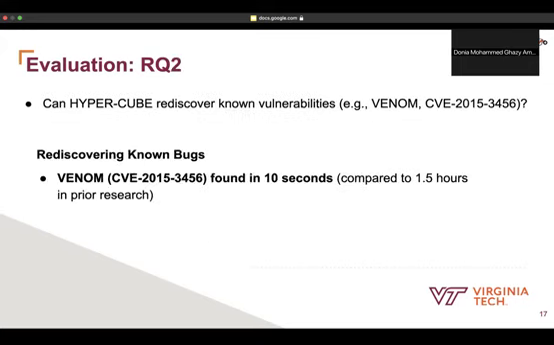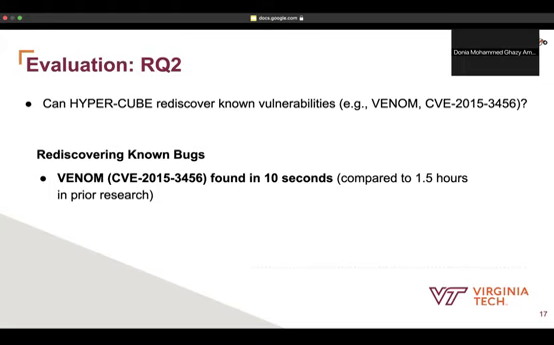The second question is: can Hypercube rediscover known vulnerabilities that already existed in previous research? And the answer is yes. They did an experiment and found that it was able to rediscover known bugs, including VENOM, a known vulnerability, in only 10 seconds compared to 1.5 hours in previous research. So the answer to that question is yes.